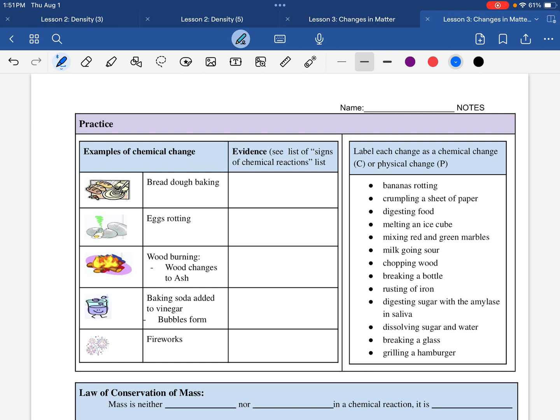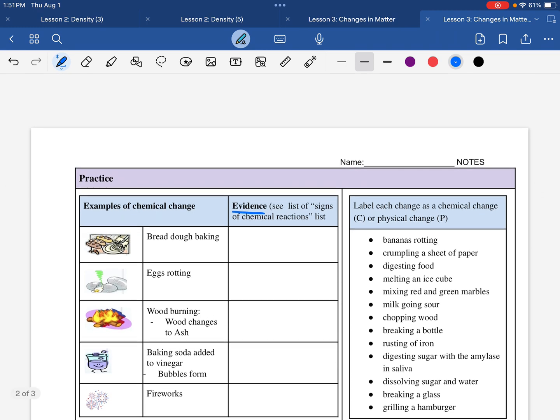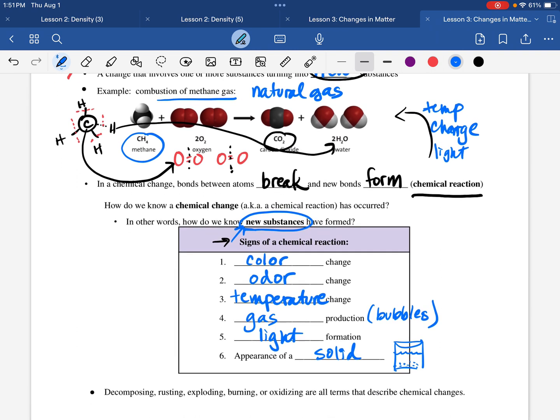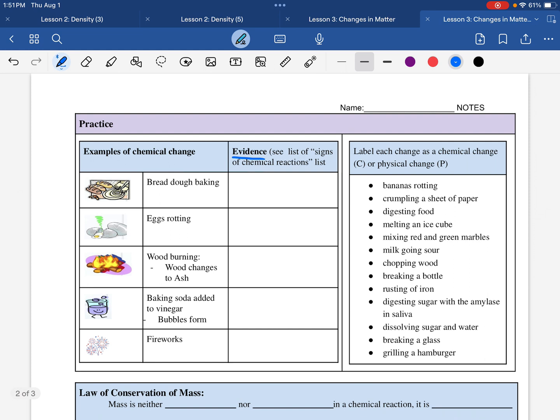Bread dough baking. What is some of the evidence we would see that a chemical change, a chemical reaction has occurred? So let's look at all of our 6 different ways. Color change, odor change, temperature change, gas, light, solid. All right, so here, when bread bakes, we definitely see a color change, right? We see the browning of the bread.